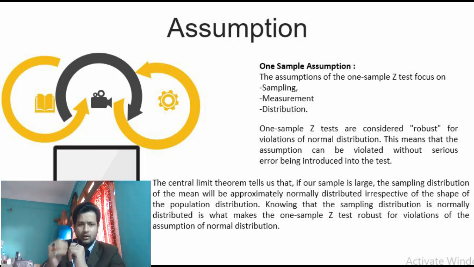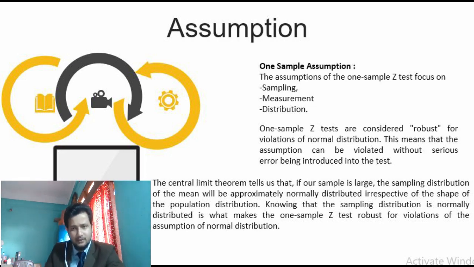test. For example, as we already know, the central limit theorem tells us that if our sample is large, then the sampling distribution of the mean will be approximately normally distributed, irrespective of the shape of the population distribution. And knowing that the sampling distribution is normally distributed is what makes the one sample Z-test robust to violations of the assumption of normal distribution.